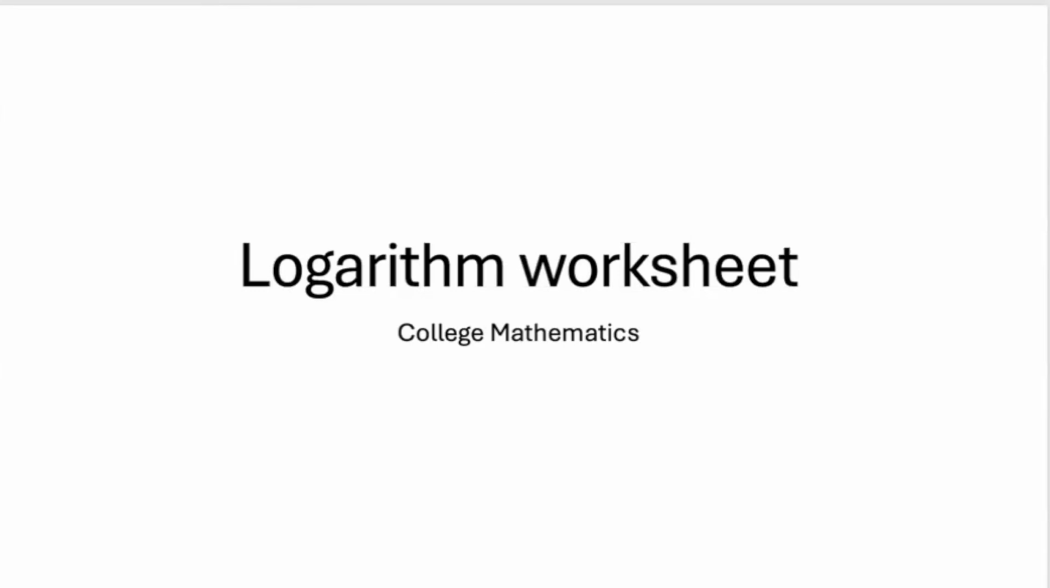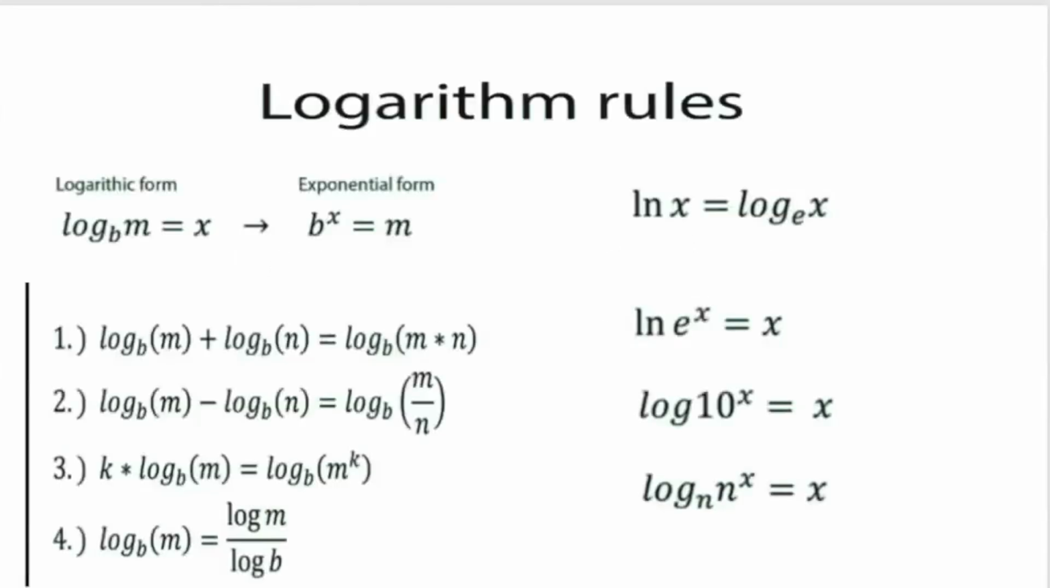But first, let me start by looking at the rules. Just a reminder, we can go from log form to exponential form, and we can go the reverse. So b is the base, and x becomes a power and it's equal to m. Also, another rule, when we add, we multiply. When we subtract, we divide.